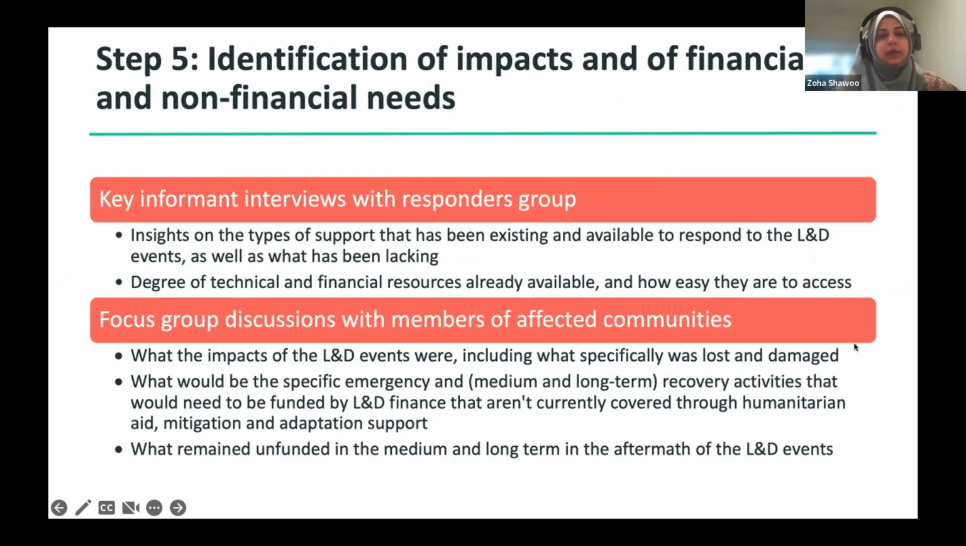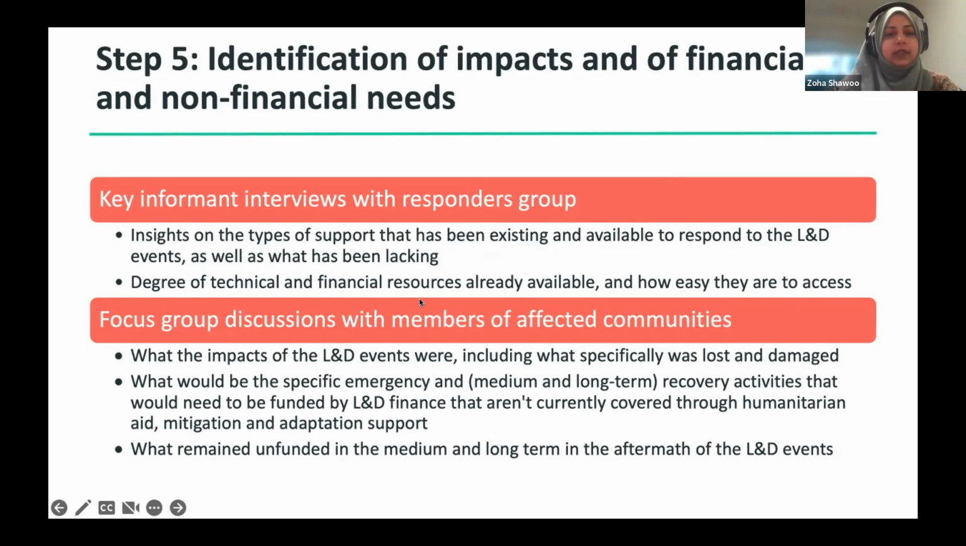And then we also propose doing focus group discussions with members of affected communities, ensuring representation across the different marginalized groups that we identified, to really get some insights on what specifically was lost and damaged historically. So in the case of a sudden onset event, you would be looking at a historical event and then doing a loss and damage needs assessment following that. In the case of a slow onset event, it would be more ongoing.